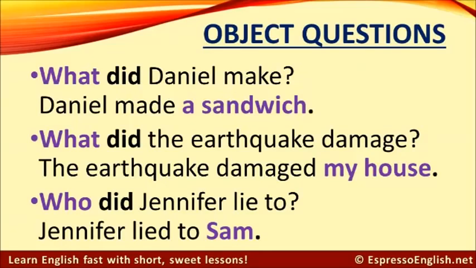What did the earthquake damage? The earthquake damaged my house. Who did Jennifer lie to? Jennifer lied to Sam. These are all examples of object questions. We don't know the object, the receiver of the verb, so we ask about it.